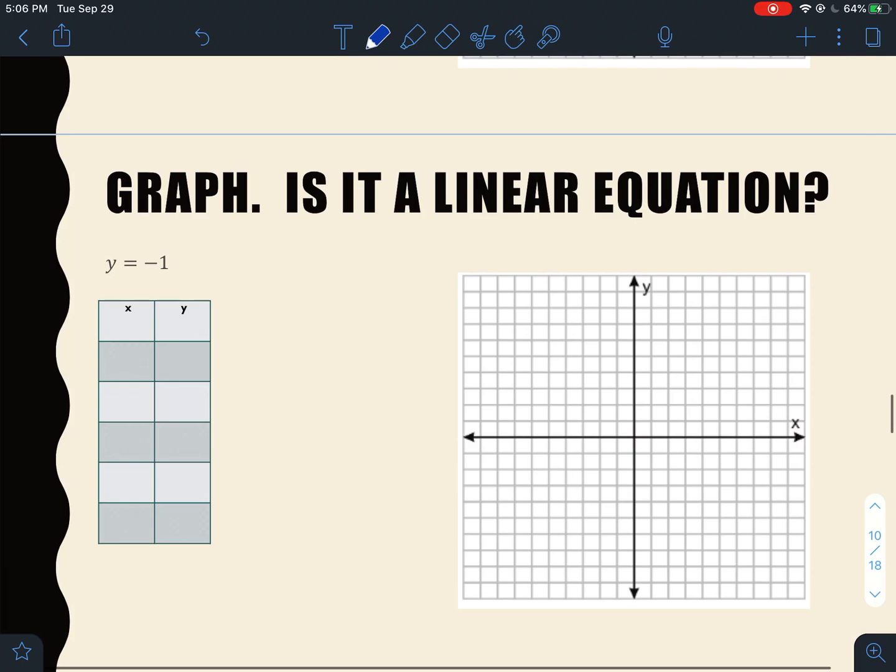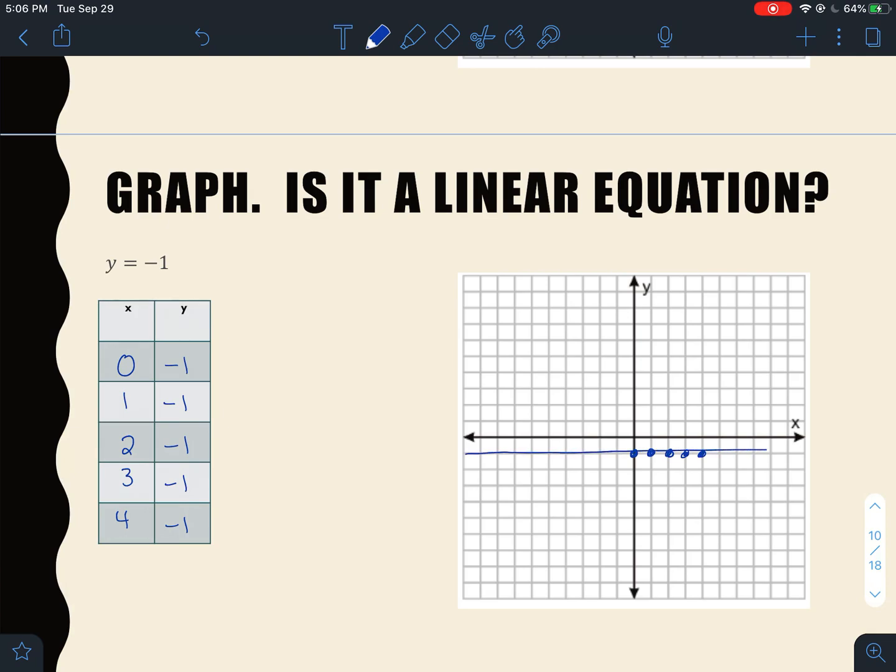So graph, is it linear? Again, we can pick any value that we want for x, but notice there's nothing to substitute in because y is always equal to -1. So everything that we want, the y value is always going to be -1, but we can pick anything we want for x. So I'm just going to do 0, 1, 2, 3, 4. And all of my y values are going to be -1. So 0, -1, 1, -1, 2, -1, 3, -1, 4, -1.